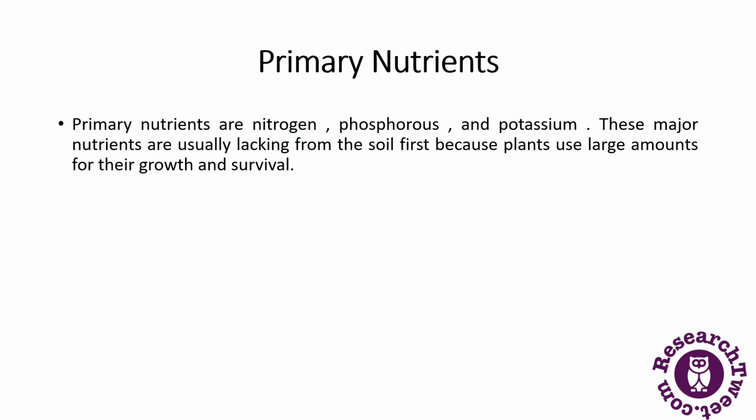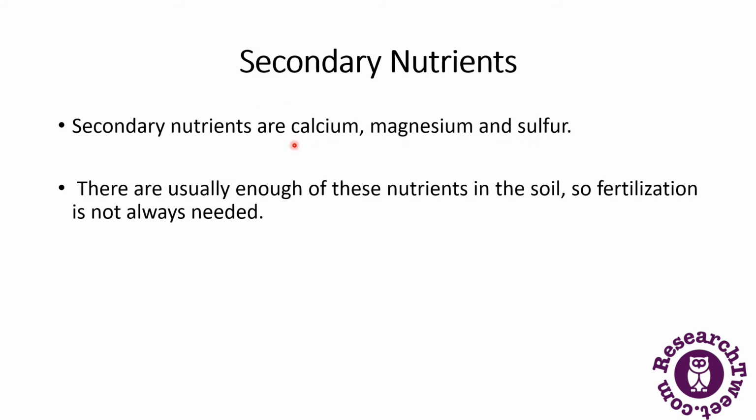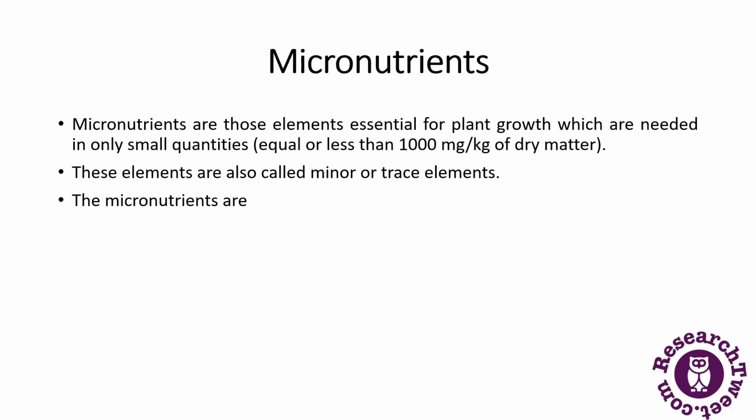Next is the secondary nutrients. These are calcium, magnesium, and sulfur. There are usually enough of these nutrients in the soil, so fertilization is not always needed.